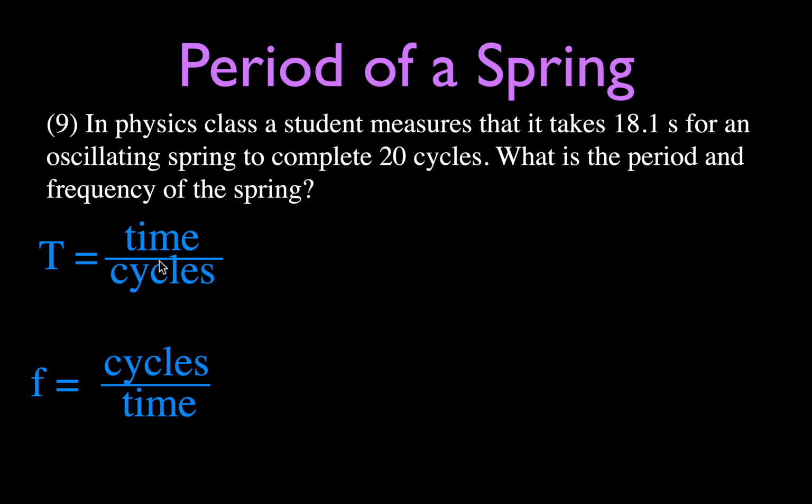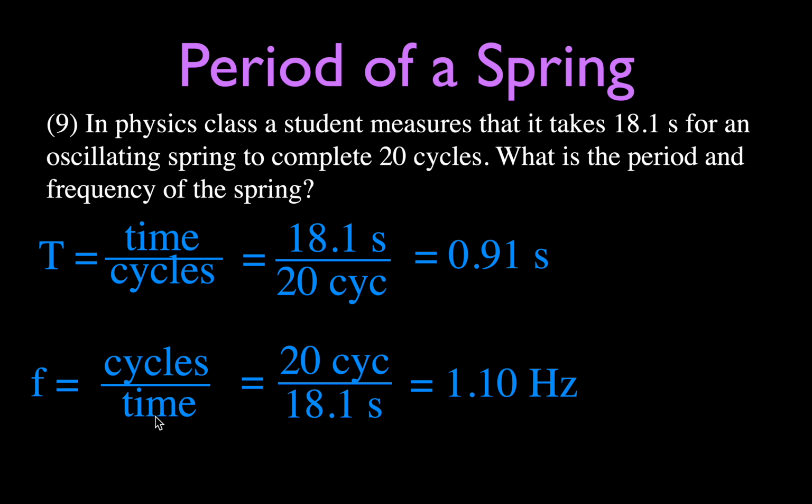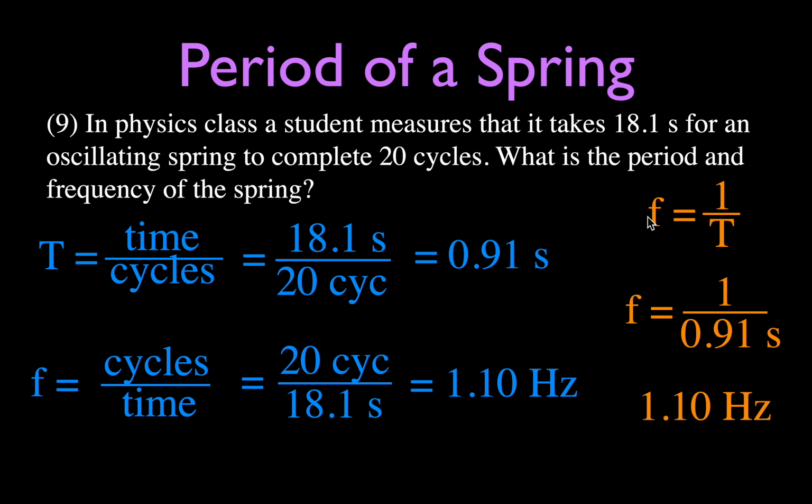So we can use the definition for the period, time per cycle, and the frequency, number of cycles per unit of time. We can plug those values in, 18.1 divided by 20 gives us that the period is 0.91 seconds, the time for one cycle. And then the frequency is 20 divided by 18.1, and that means 1.10 cycles per second, or 1.10 hertz. Now we can do the same thing and confirm the frequency using this relationship, to see if we get the same answer.